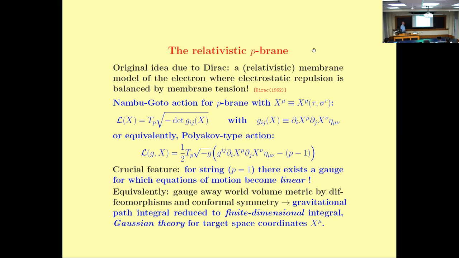So when you do this, you end up with a Gaussian theory for the target space coordinates. This is not the case for the membrane. Because in three dimensions, you have three diffeomorphisms, but no conformal invariance anymore, and then you have 6 degrees of freedom for the world volume metric. Even if you fix the gauge, you're left with a real functional integral, not just an ordinary integral.